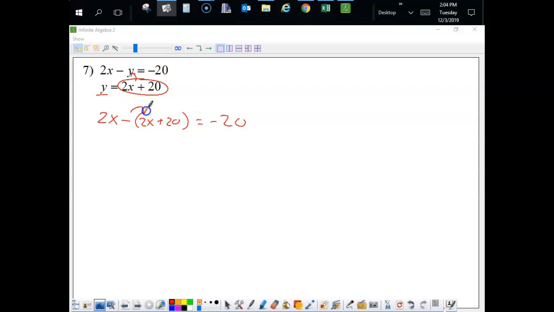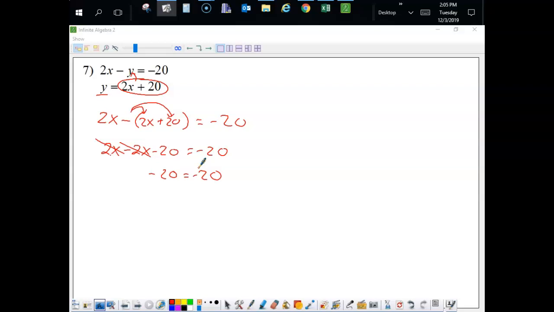All right, so we need to distribute this negative first of all. Now these two, what's 2x take away 2x? It's 0. So those are gone. The x's are gone. And this is what I have. Now, when this happens, when there's no more x's left, something's wrong. That means either one of two things. It either means there's no solutions or there's infinitely many solutions.